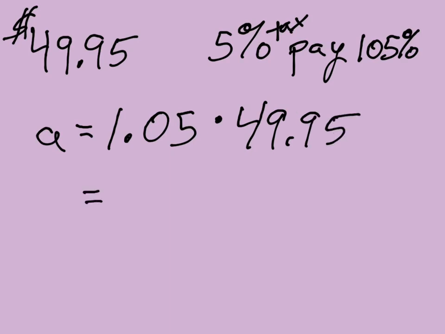And you pick up your calculator and you do 1.05 times $49.95, and you get $52.4475, so it's going to round to 45 cents. So that $49.95 item with 5% tax, you're actually paying $52.45, because you're not paying 100%, you're paying 105%.